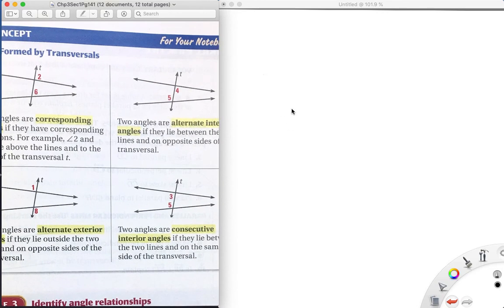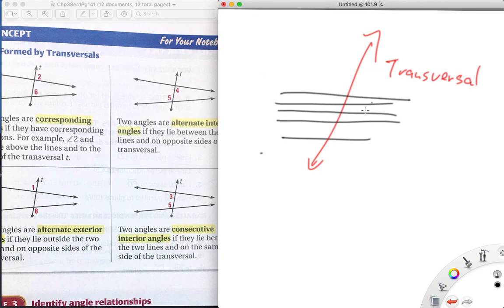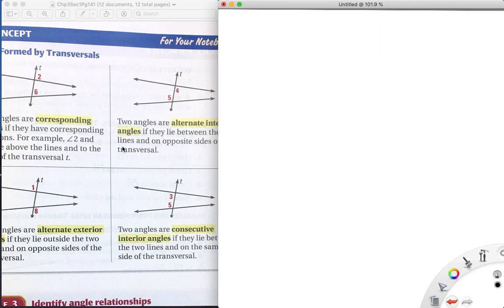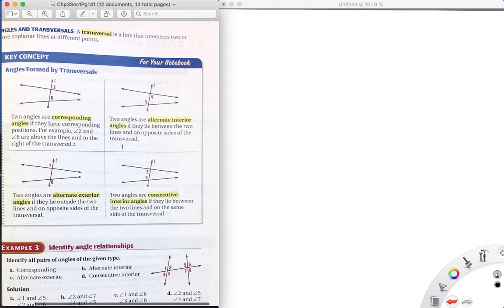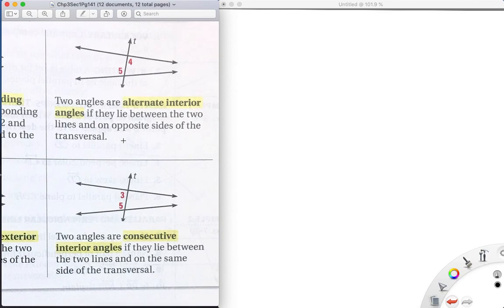So basically, we have 2 lines. The line that cuts across both of these is called the transversal. And it doesn't have to be just 2 lines. As long as they're in the same plane, it could be 3 lines, 4 lines, or infinitely many lines, as long as they are within the same plane. Usually when they say transversal, they call it the line T for transversal. So we have our transversal.